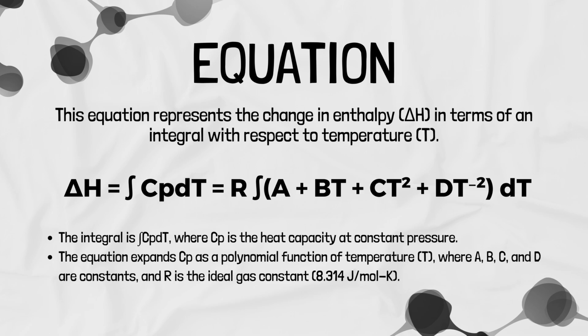The central equation guiding our calculations expresses the change in enthalpy, or delta H, as an integral with respect to temperature T as shown. The integral of CP dT incorporates the heat capacity at constant pressure. The equation further expands as a polynomial function of temperature T, with A, B, C, and D representing constants, and R standing for the ideal gas constant, which is set to 8.314 joules per mole Kelvin in this calculator.